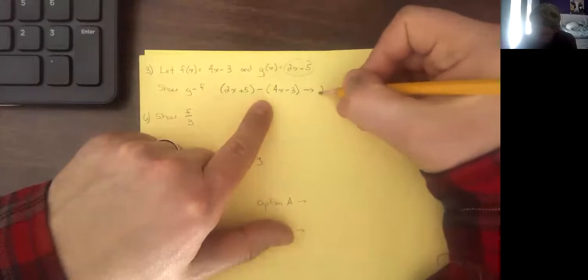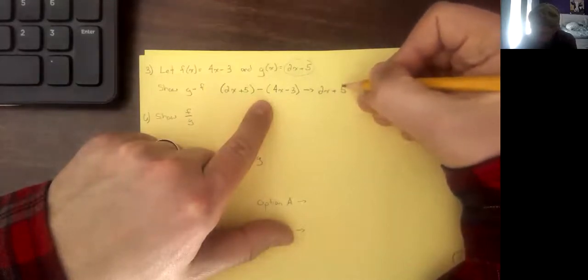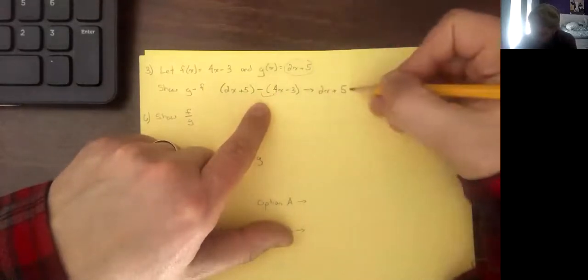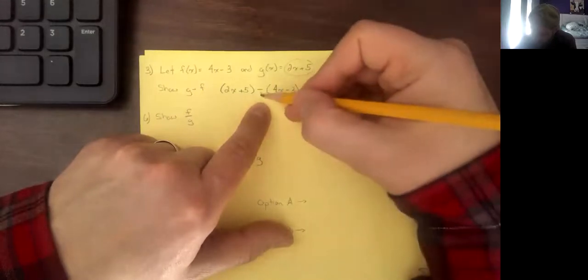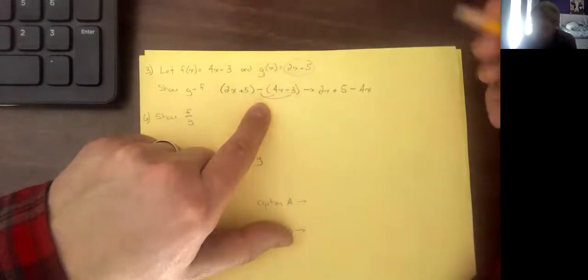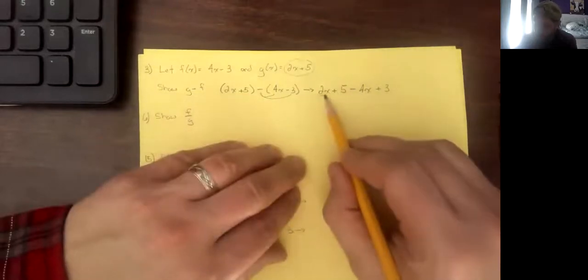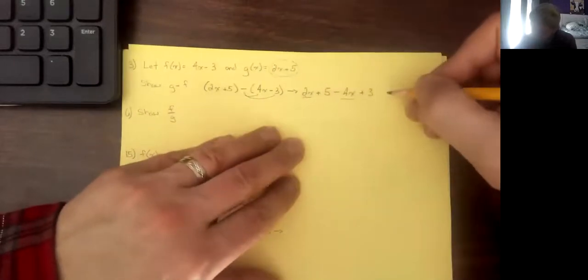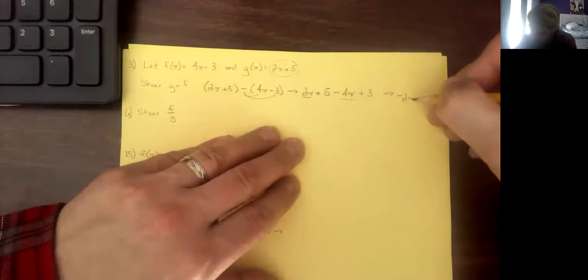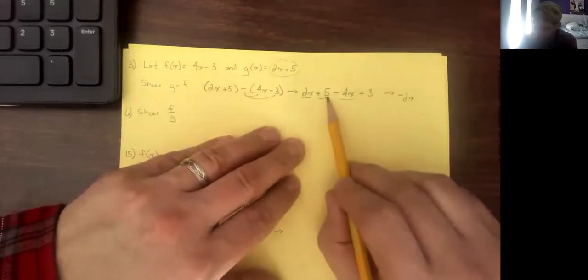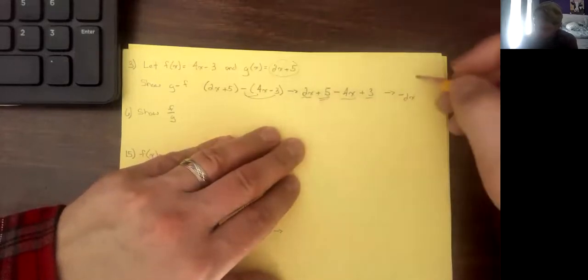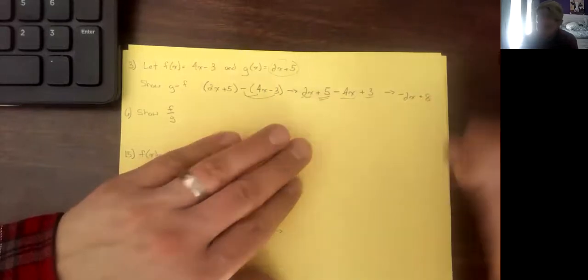So what happens is we have 2x plus 5. Then we're subtracting 4x, and we're subtracting negative 3. So we're adding 3. So I have 2x minus 4x equals negative 2x. I have 5 plus 3 is plus 8.